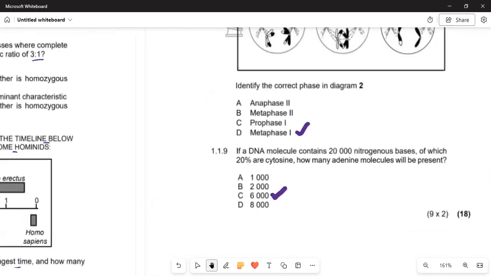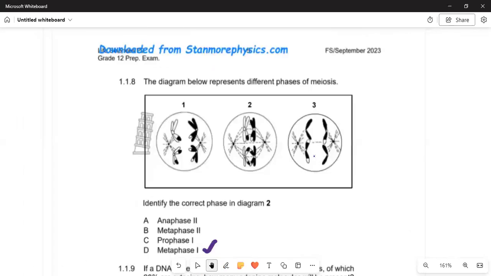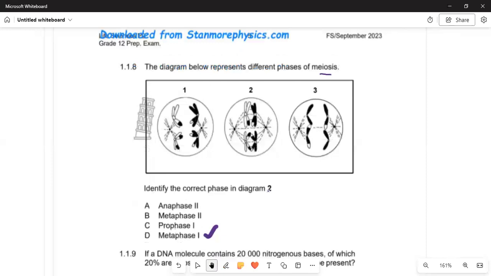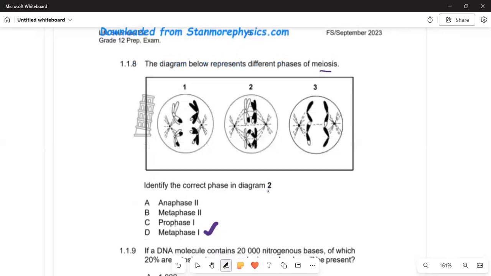And then we are saying the diagram below represents different phases of meiosis. You can see that these are different phases, and these are the chromosomes. And then we've got the centromere, and they are held by spindle fibers. So you are to identify these particular phases. And then they say identify the correct phase in diagram 2. So here it is diagram 2. You can see that it is metaphase 1, whereby these spindle fibers are holding these chromosomes on the upper poles, the north and the south poles.